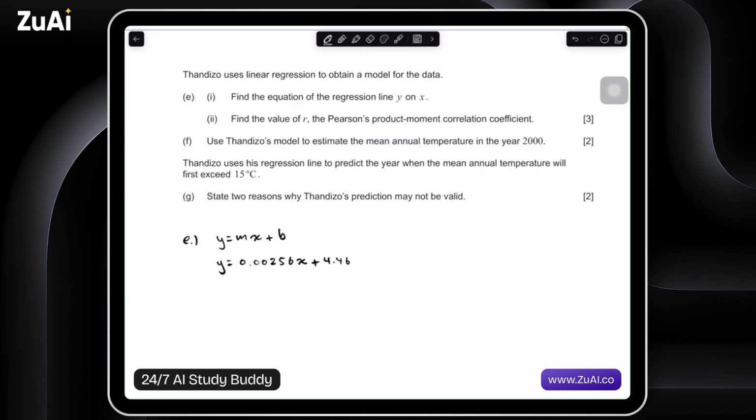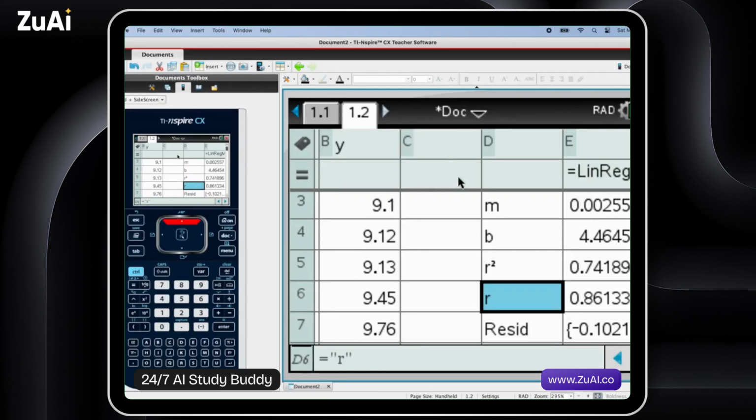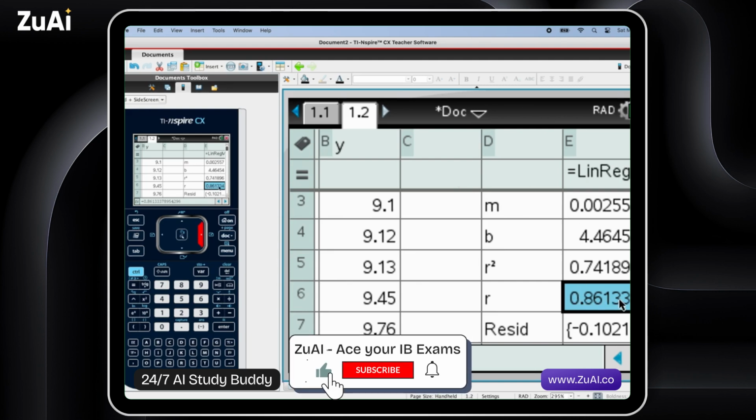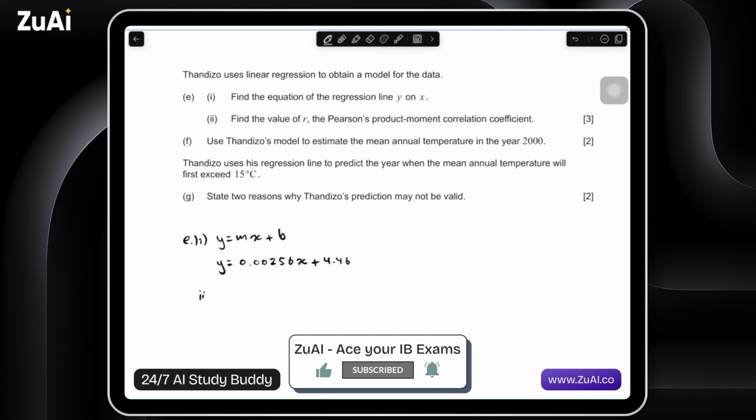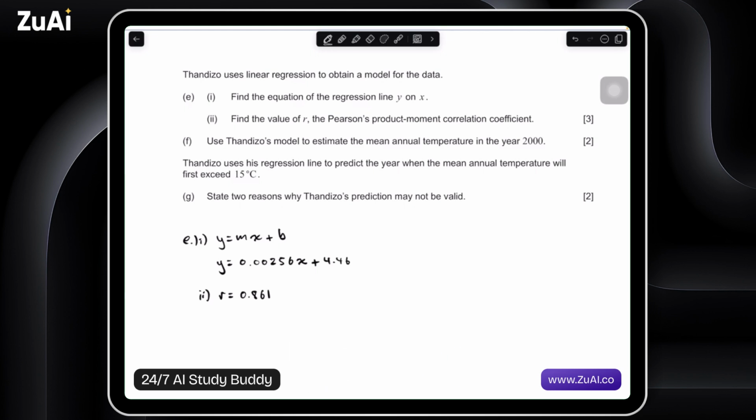Okay. Find the value of r, the Pearson's product moment correlation coefficient. This is actually already given to us. So let's go back to the calculator screen. We can do two-variable statistics, but this is actually given to us when we originally calculated a linear regression. And here it is. This is our r value right here. So let's go back to the document. Let's read it off: 0.8613. So going back to the document, r is equal to 0.861, three significant figures.